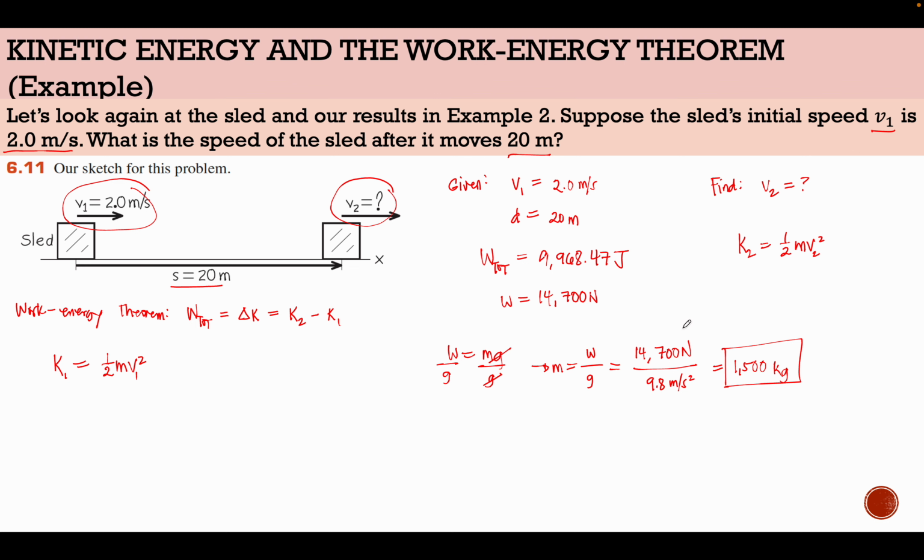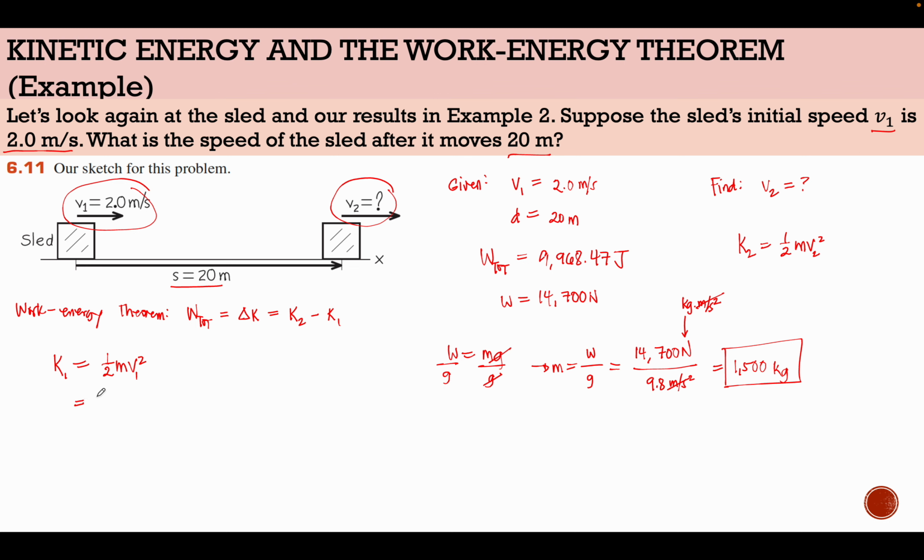Okay, so again, take note that a newton comprises kilogram times meter per second squared. Since we have meter per second squared in the denominator, it will be cancelled out, and we are left with kilogram. So again, we now have our mass, which is equal to 1,500 kilograms. So we can now solve for the initial kinetic energy.